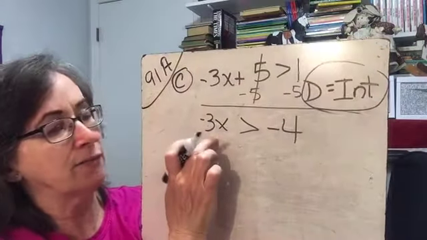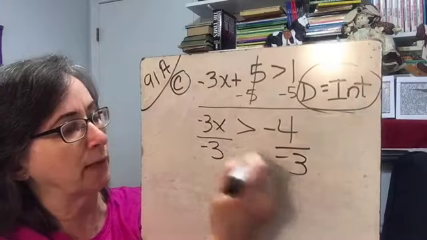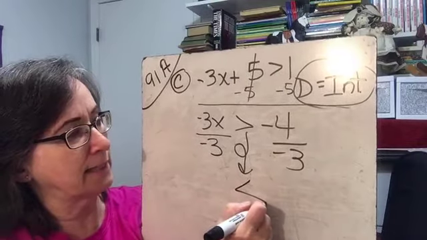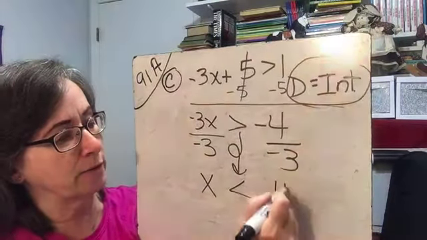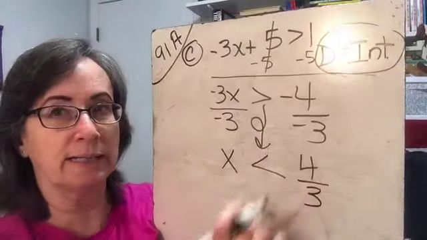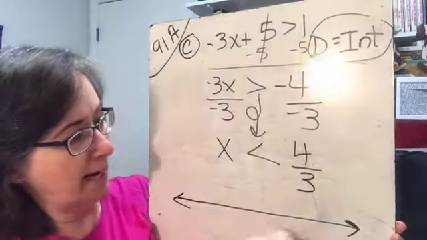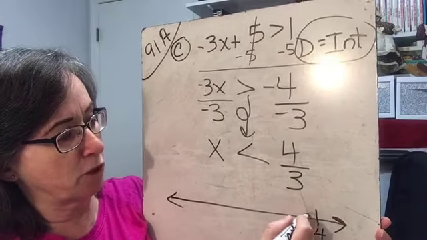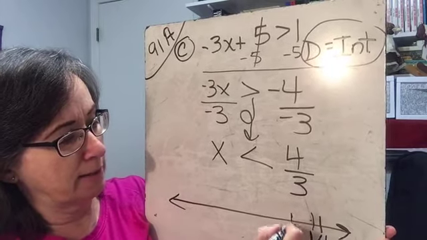Now we've got to divide by a negative 3. Divide by a negative 3, divide by a negative 3, and flip that sign around. So now we have a less. X is less than positive 4/3. Okay, so let's think about how we're going to do this. We're only dealing with integers. So here's my number line. And here is 4/3. Now 4/3, remember, is just right to the right of 1. Here's 1. And here is 0.